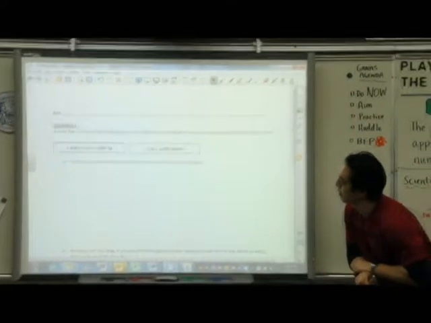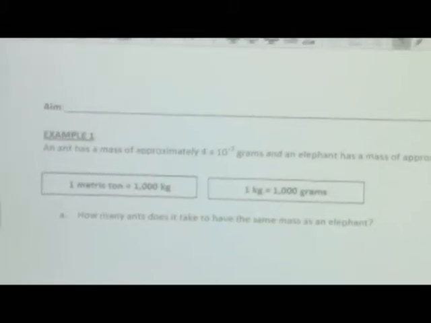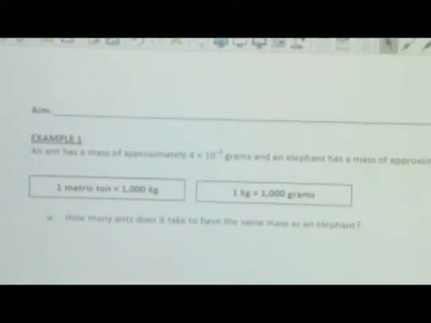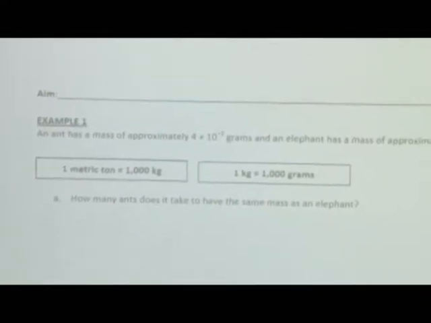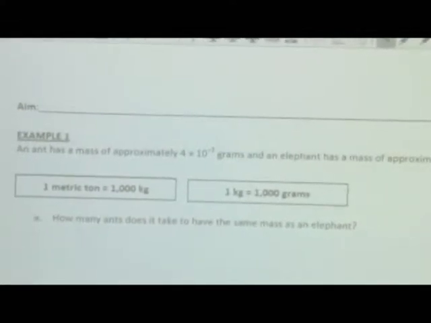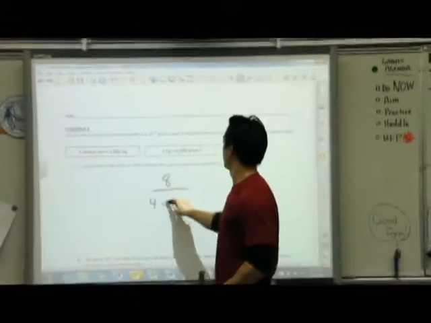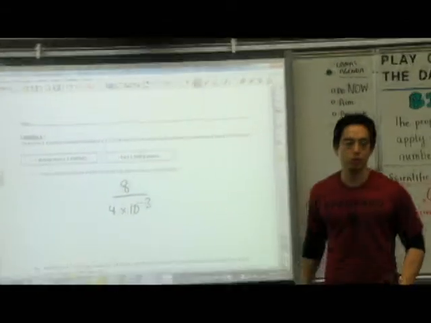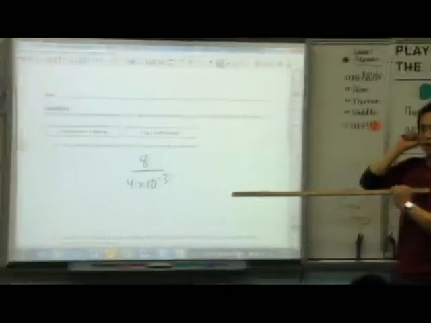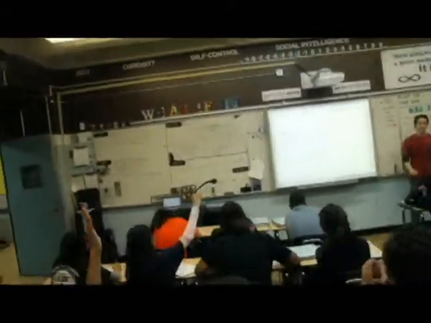An ant has a mass of approximately 4 times 10 to the negative third grams. And an elephant has a mass of approximately 8 metric tons. Yesterday we learned how to find out how many times larger something is than the other, which is that we divide the numbers, right? Yes? Yes. So don't write this down. Should I just do this? 8 divided by 4 times 10 to the negative third. Why can't I do that? I thought I just did that with the city A, city B population. Why can't I just do that?